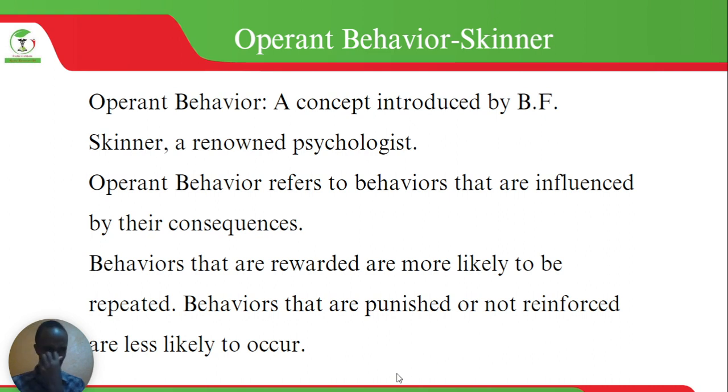Then the last model that we are going to focus on today is the operant behavior model, which was put across by a renowned psychologist called B.F. Skinner. Skinner said that operant behavior refers to behaviors that are influenced by their consequences, and behaviors that are rewarded are more likely to be repeated by the people who perform them. But behaviors that are punished or not reinforced are less likely to occur again.